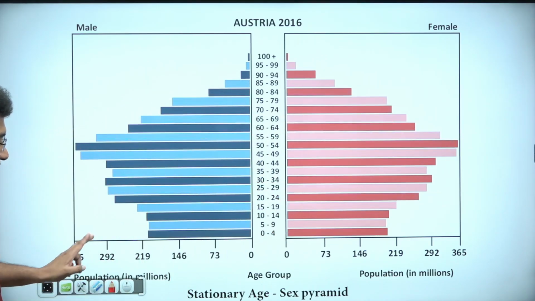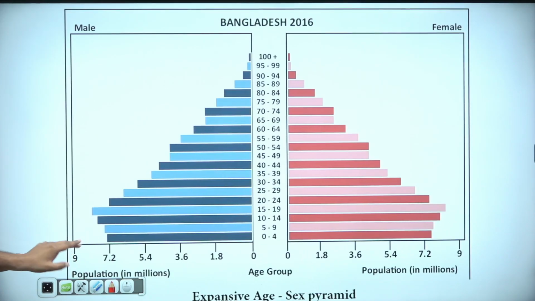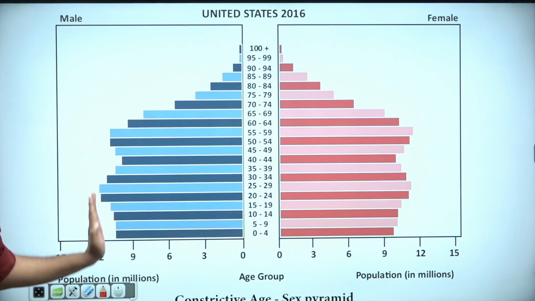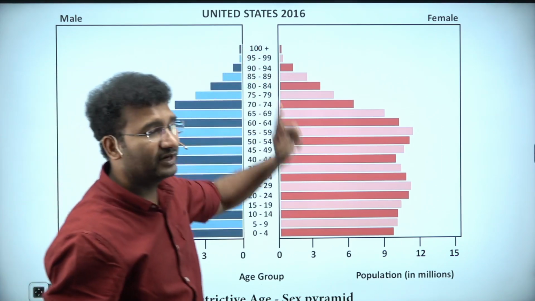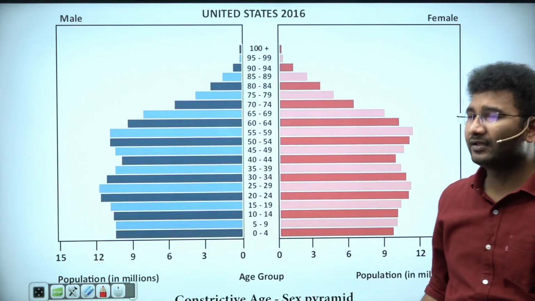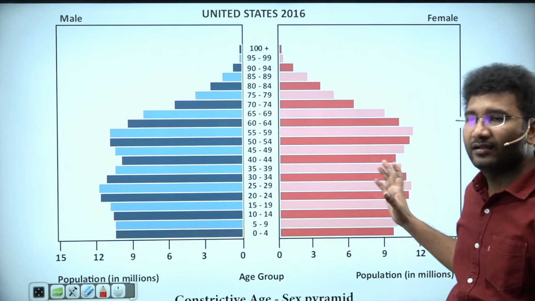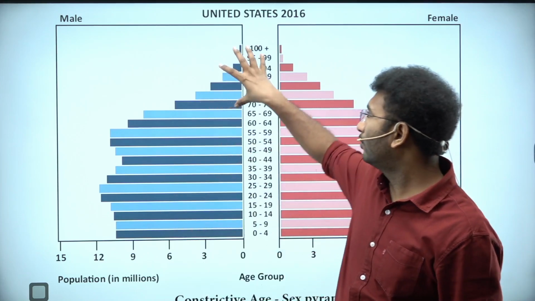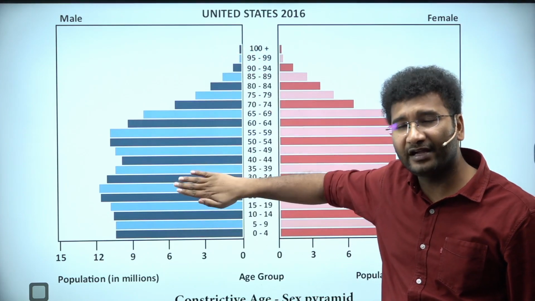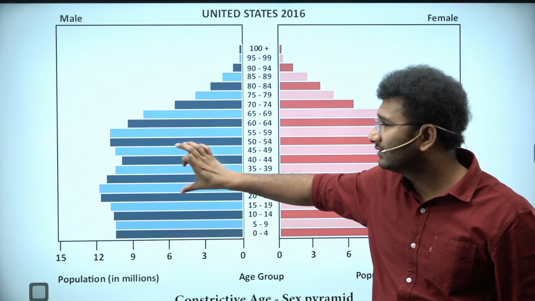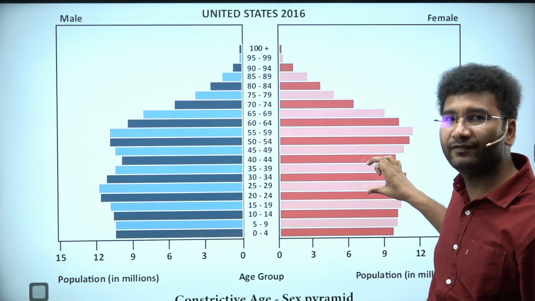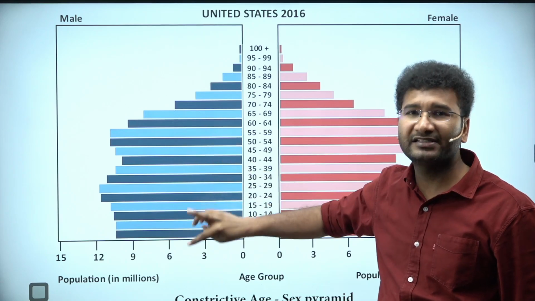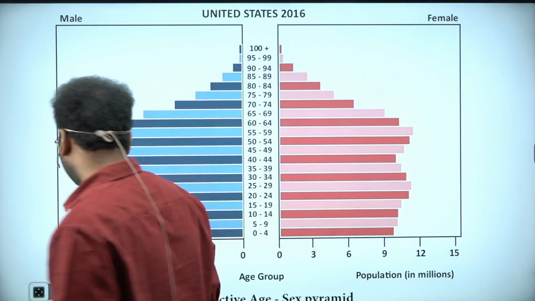When it comes to the next, the constructive age pyramid, that is the United States, more or less the base is the same. So this base means the population is steady. Let's say the old age population is less and they are dependent on the young age population. So this young age population is sufficient to take care of the old, and the population is in a replaceable manner, that is, replacing the population.